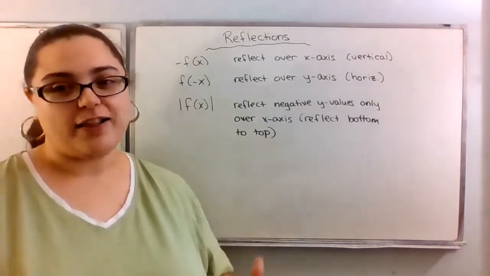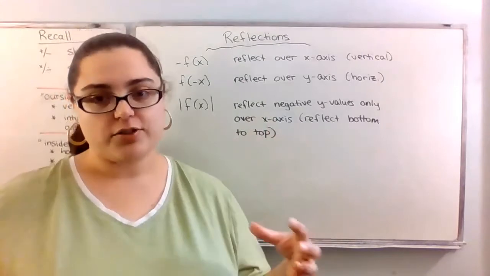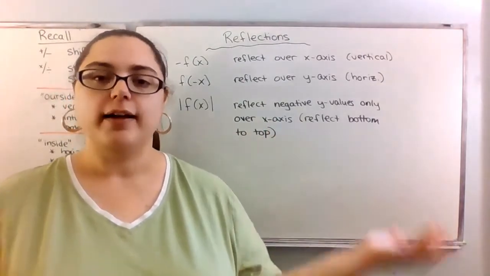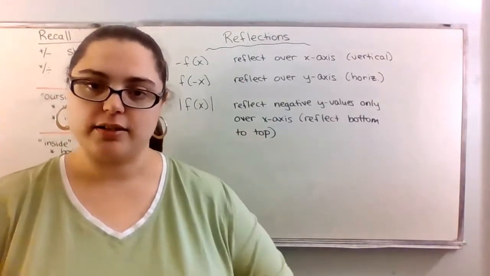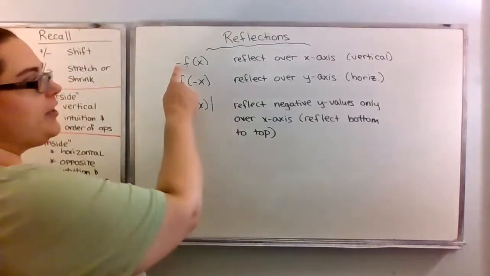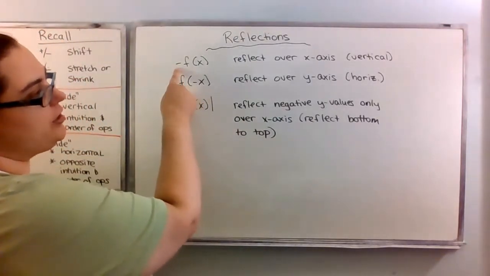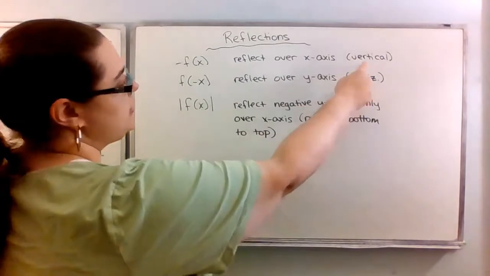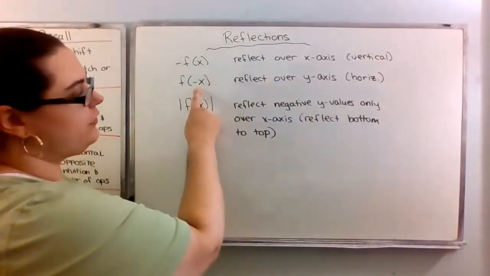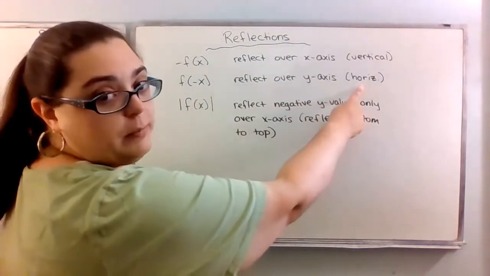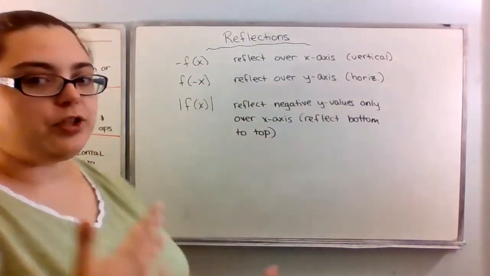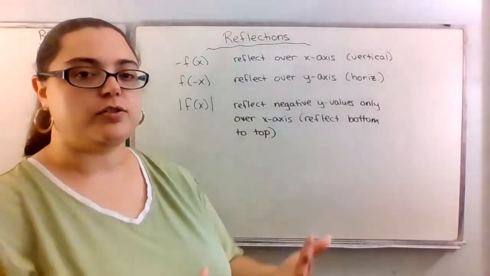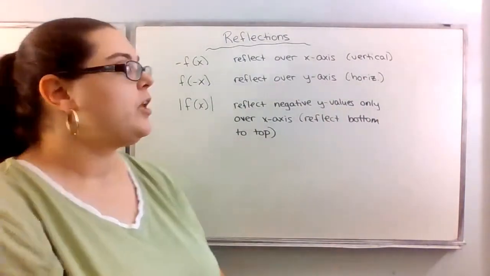So we're going to follow the same general guidelines of outside transformations having a vertical impact and inside transformations having a horizontal impact. So that's why if I have a negative on the outside of the function, it's going to have a vertical impact. And if I have a negative on the inside of the function, it's going to have a horizontal impact. This negative, when you multiply the function by the negative, it's going to flip the function, or reflect it.